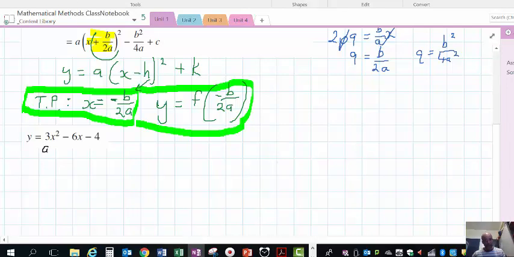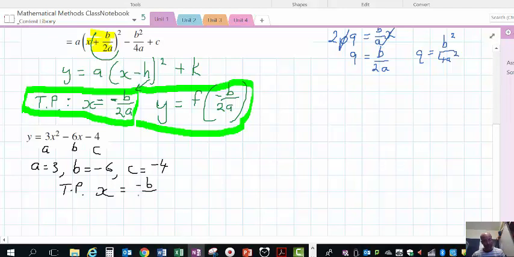Okay, it's a, b, c. So a equals 3, b equals negative 6, c equals negative 4, and to get the turning point, we need the x value, which is negative b over 2a, which is negative of negative 6 over 2 times 3. Negative negative 6 is positive 6, positive 6 over 6 is 1.